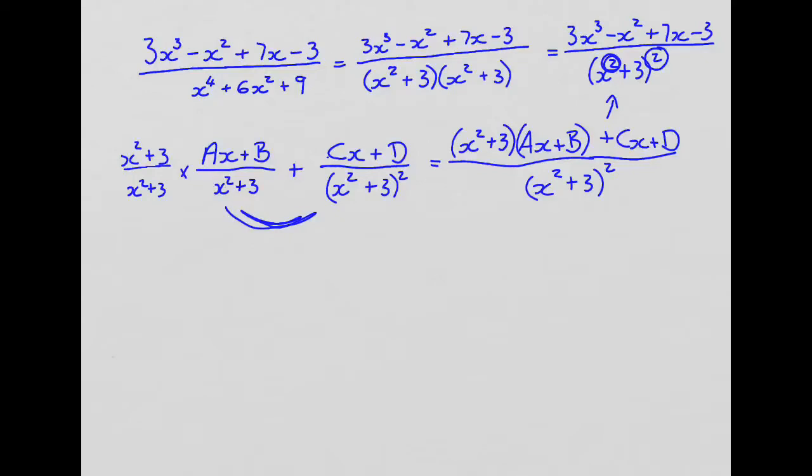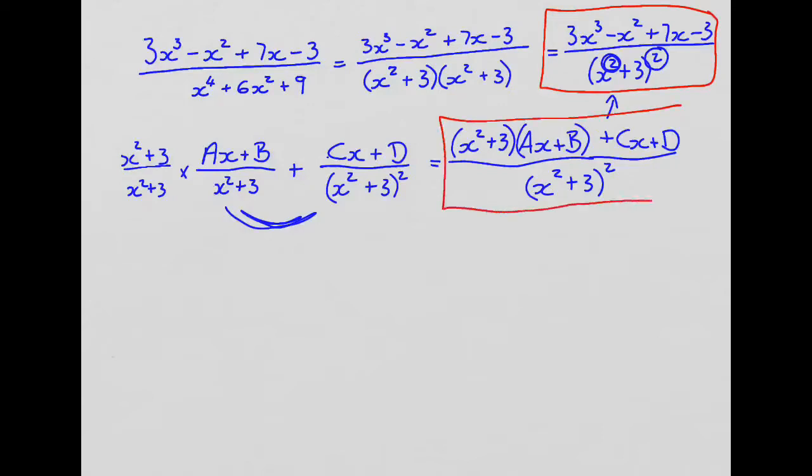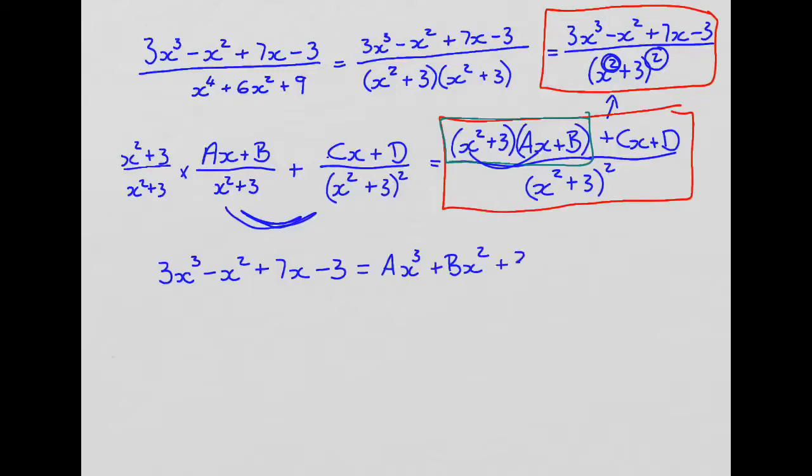Okay? And now, these two will have to be equal. The simplification that we have there should be equal to this part here. All right? So since the denominators are the same, I can put the numerators equal to each other. Let's multiply this out. I'm going to simplify these two brackets, the x squared plus 3 and the ax plus b. So when I multiply that out, I will get ax cubed plus bx squared plus 3ax plus 3b plus the cx and d that's already there.